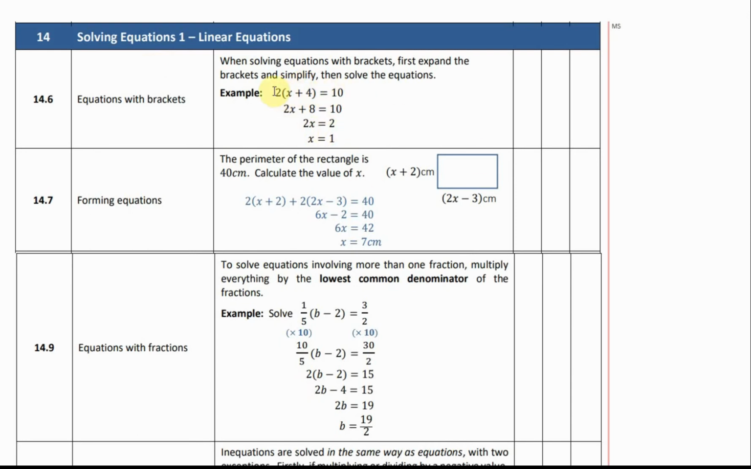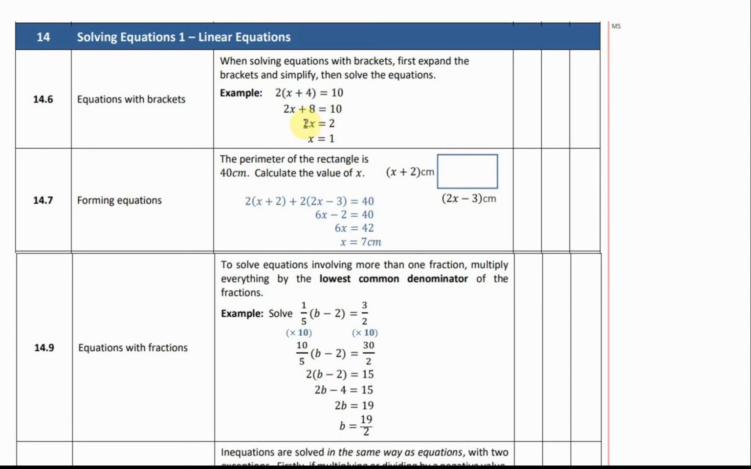Just as a recap, we multiply out 2 times x and then 2 times the 4. And what we do to one side, we do to the other. So we want x on one side and the number on the other. So how do we get rid of the 8? First of all, we take away 8 from both sides. So that gives us 2x is 2.